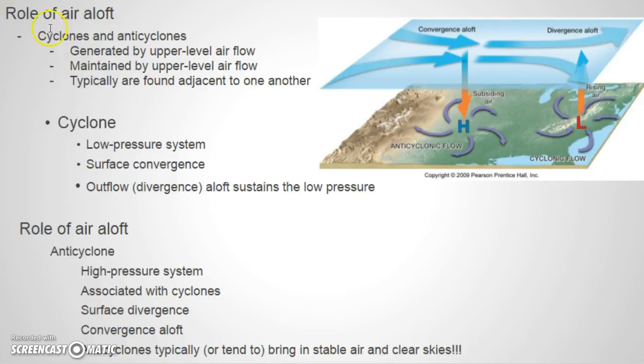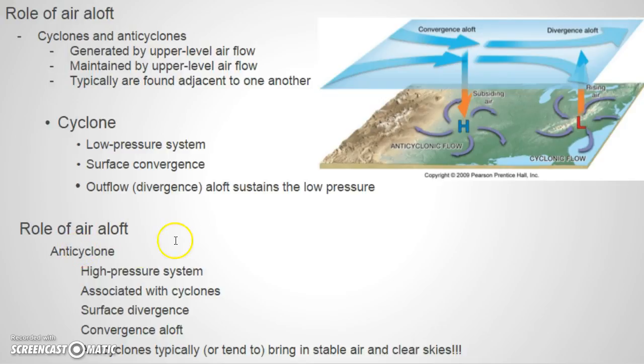Moving on. So the role of air aloft, this is where we need to make sure we understand that. Cyclones and anticyclones are generated by upper level airflow. They're also maintained by upper level airflow. So you'll hear that the jet stream is going to be influencing the air. They're typically found adjacent to one another. With the cyclone itself, we're talking low pressure. In a low pressure system, surface air converges, it's going to rise, and it's going to diverge aloft. It's the outflow, the divergence aloft, that sustains the low pressure.